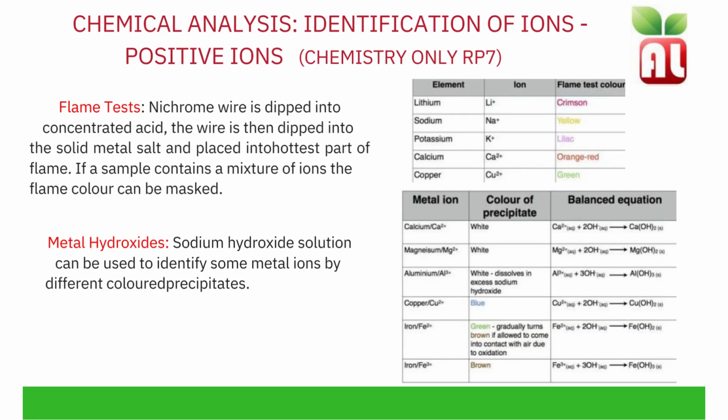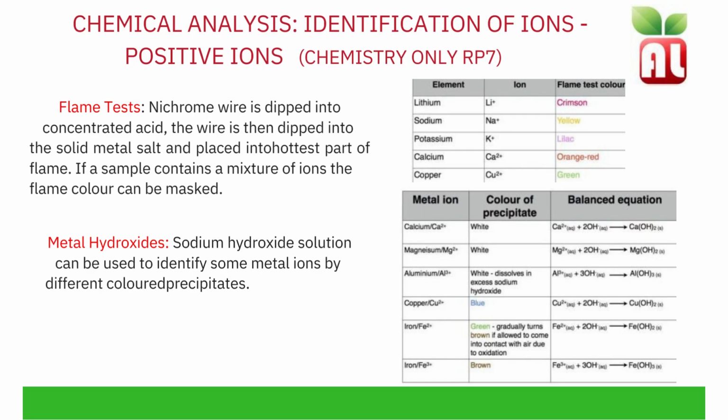Identification of ions. Testing for cations or positive ions. Positive ions are typically metal ions. These metal ions will be found in ionic compounds. Note that this is the test of the ion, not the metal atom. Flame tests can be used.